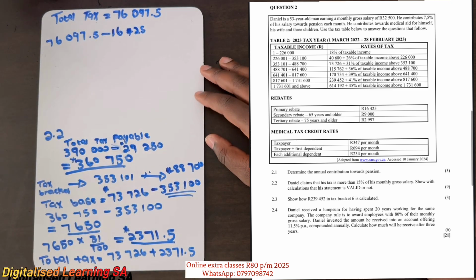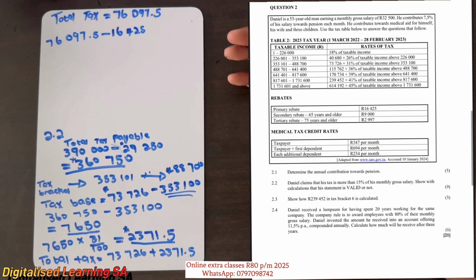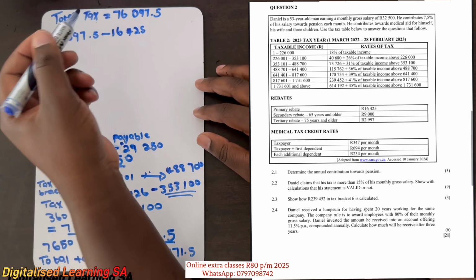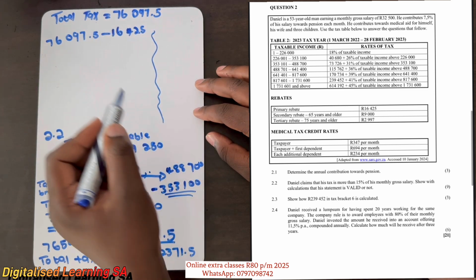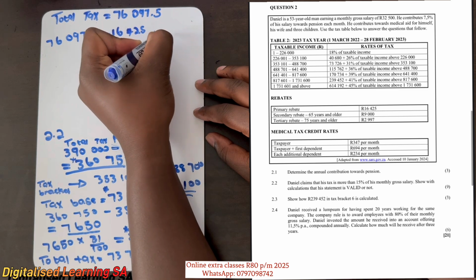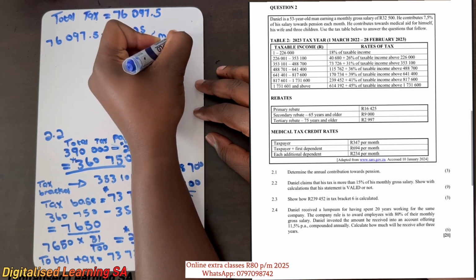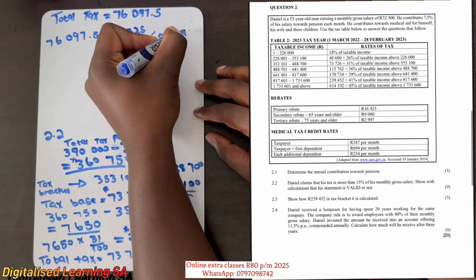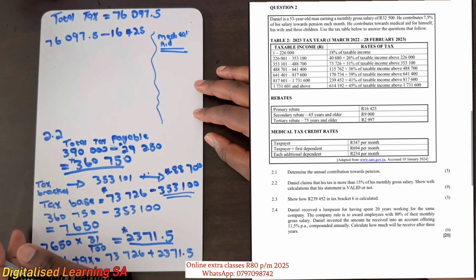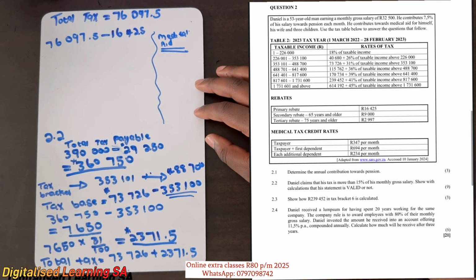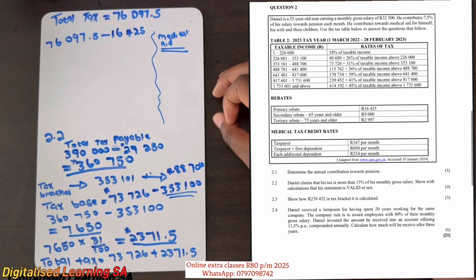If we check our secondary rebate, we can see that it's for people who are 65 years and older, and we are told that Daniel is 53 years old, meaning that he will only qualify for the primary tax rebate. Now let's go ahead and calculate the medical aid. Let's see how much he pays for medical aid, so that we can also remove it from the total tax paid to SARS.